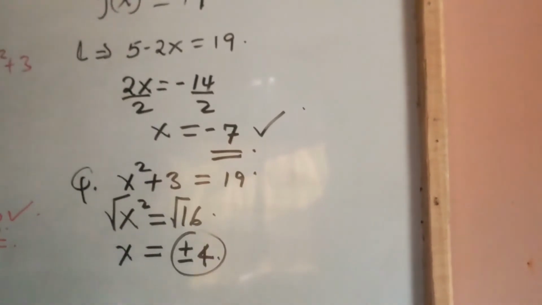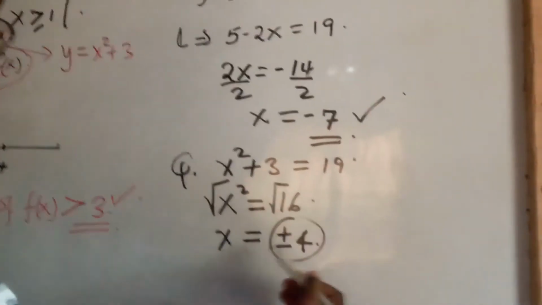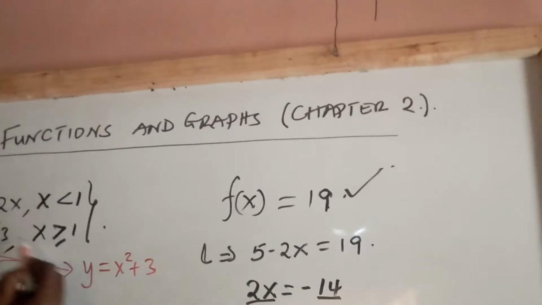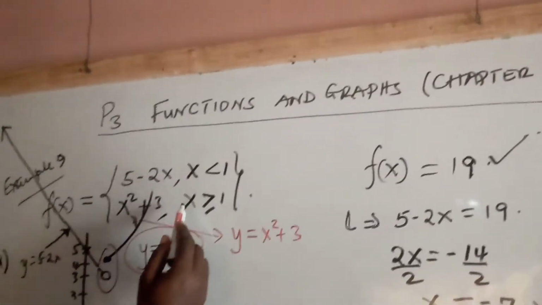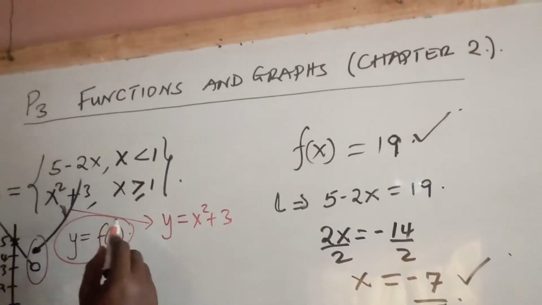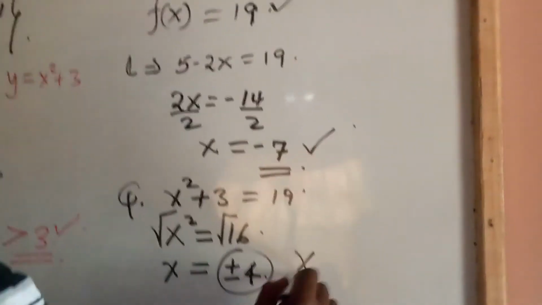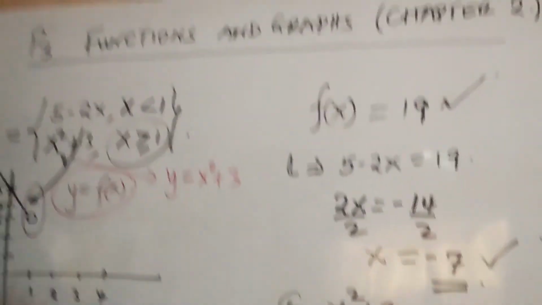But be very careful. This is true, yes, but be very careful when giving any of these answers or both of those answers. You need to consult the domain. You need to consult the domain. And because our domain says x has to be greater than or equal to 1, then x cannot be -4, because we are restricted there. We have a restriction. X can only be +4. And you can see 4 will give us 19.